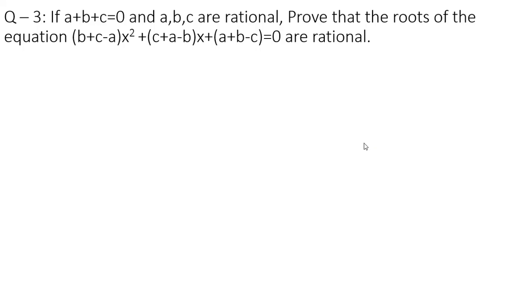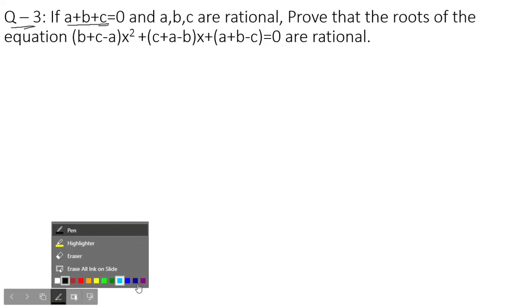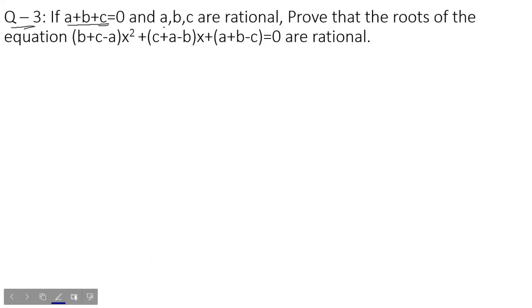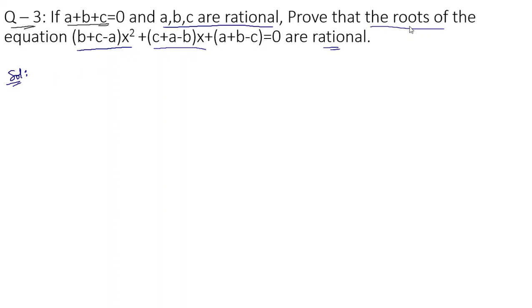So now let's move on to the third question. The third question says, if a plus b plus c is equal to 0 and a, b, c are rational, prove that the roots of the equation (b plus c minus a)x square plus (c plus a minus b)x plus (a plus b minus c) is equal to 0 are rational. So we need to prove that the roots of the given quadratic equation are rational. So how do we prove it?